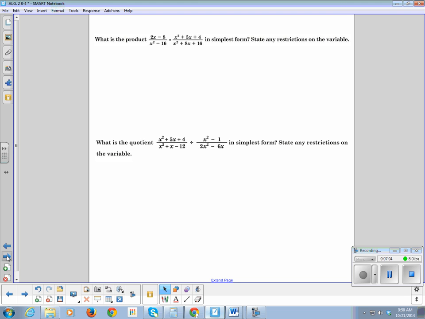So let's factor, and there's a lot of good factoring to do here. Looking at 2x minus 8, they have a 2 in common. When I take the 2 out, I have an x minus 4. x squared minus 16 is a difference of squares. What two numbers multiply to give you negative 16 and add to give you 0? Yeah, negative 4 and 4.